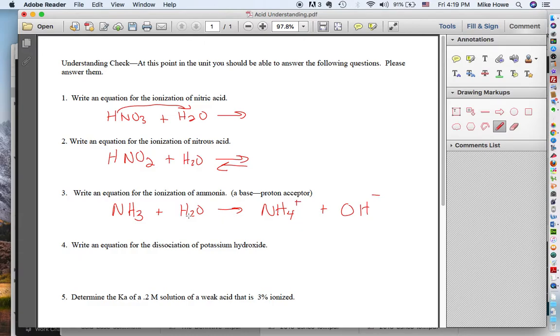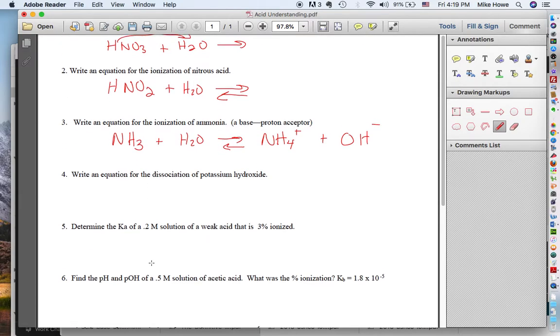Okay, notice that this is a weak base because it's not a group 1 or a group 2 base. So you're going to have a double arrow for equilibrium. All weak things hit equilibrium. All right, and then again, this is called ammonium over here on this side. This is ammonia.